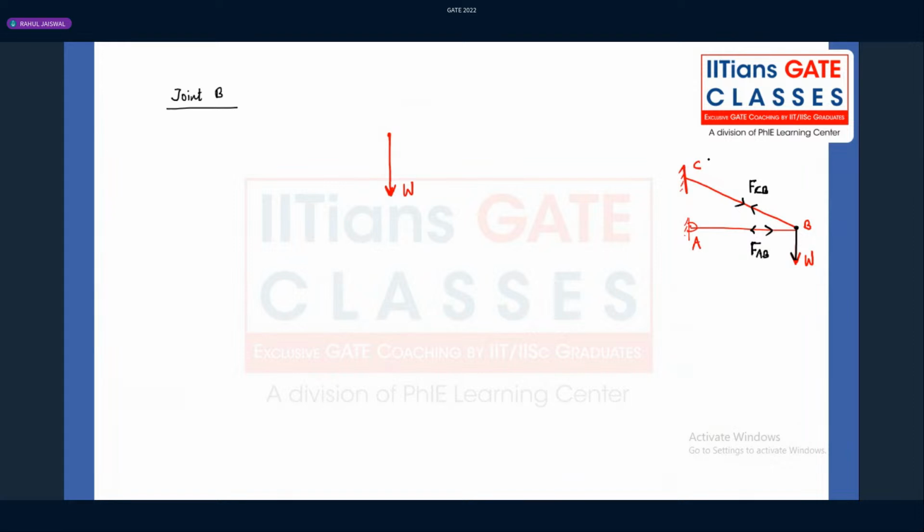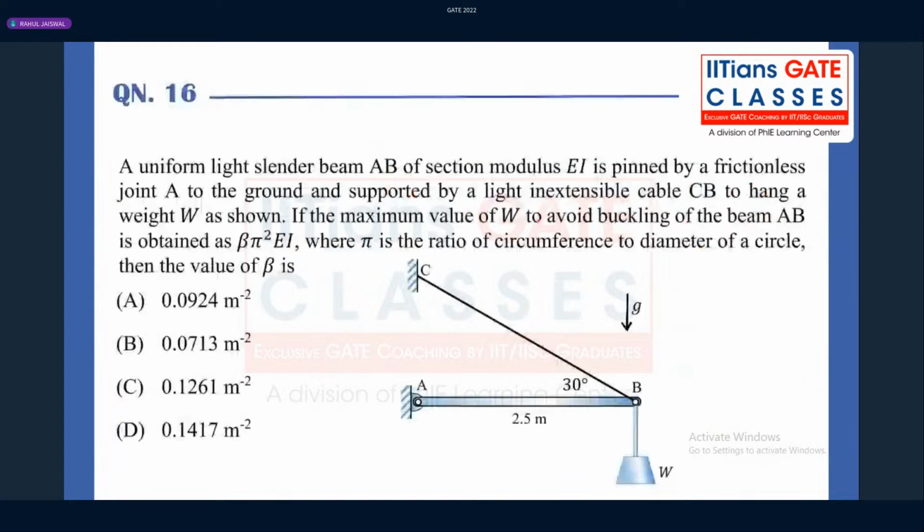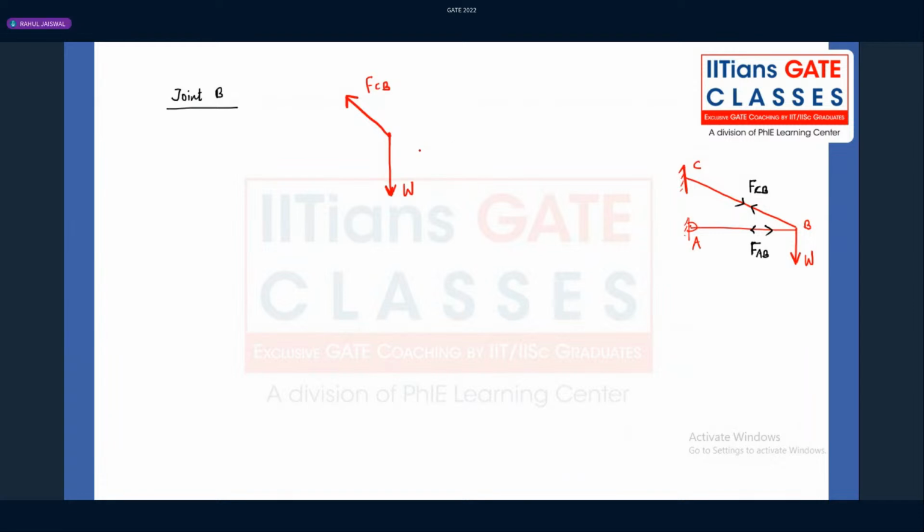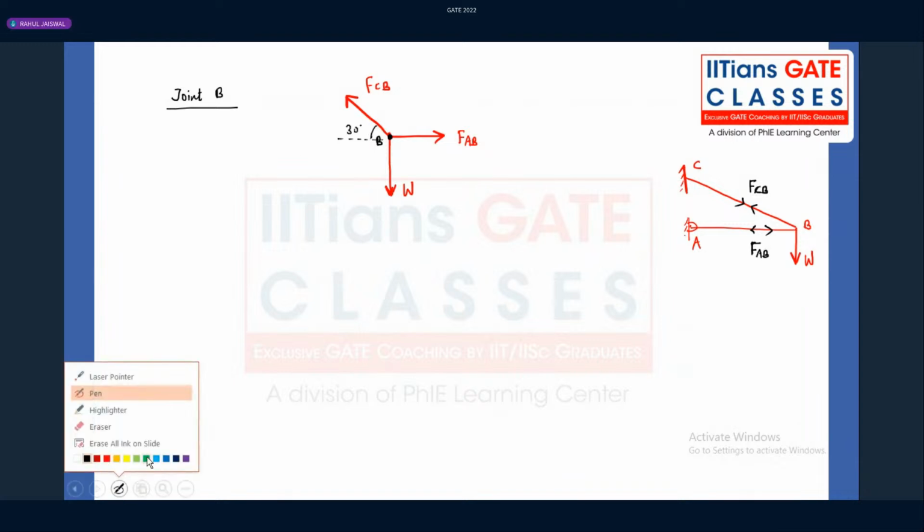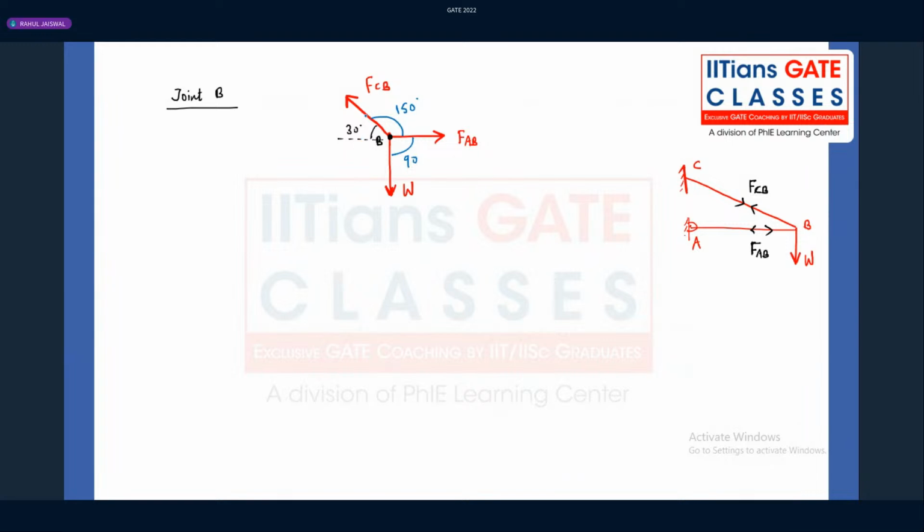Now if I transfer the forces at joint B, the force transmitted at joint B will be force CB like this, as you can see in the figure. And the force in member AB will try to push this joint B like this. So this is joint B. Now, what are the angles we have? Here it is 30°. The angle between the other two forces is 150°. This one is 90°. And the complete angle from here to here will be 90 plus 30, that is 120°.